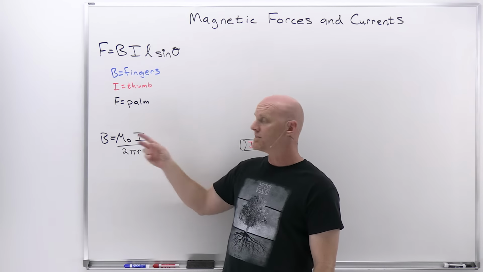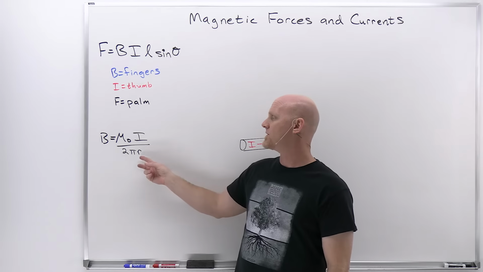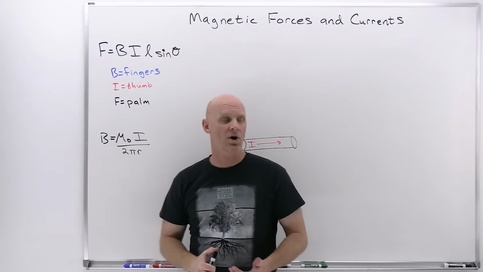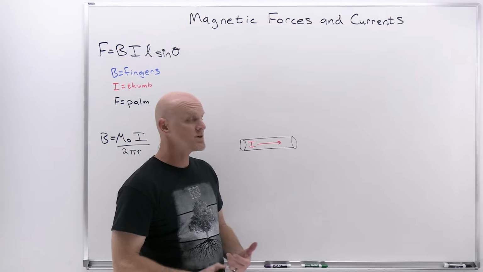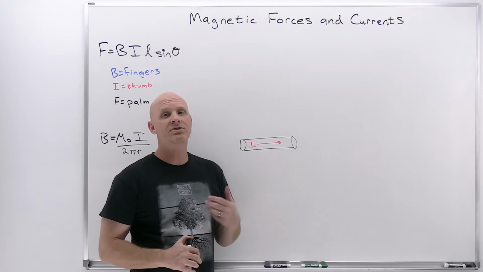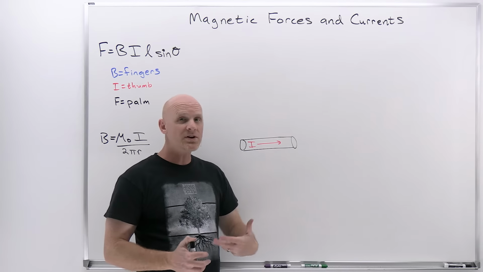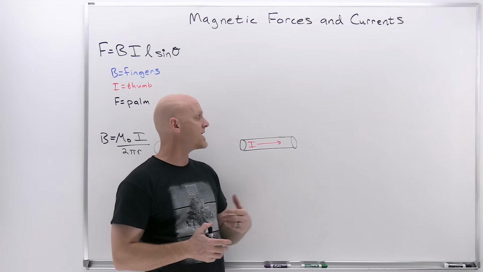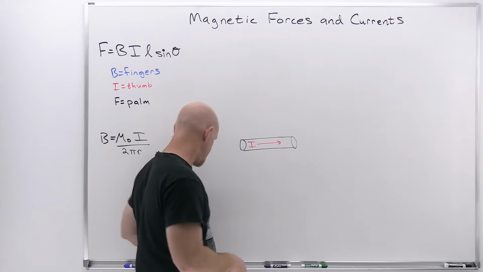Mu naught is a constant, the permeability of free space. I is the current, and r is how far from the wire you are, kind of like a radius, if you will, and we'll see why we might want to call it radius. And so it turns out there's a right-hand rule for figuring out the direction, and it's going to be similar in defining some of the parts of that right-hand rule, but it's going to have a little bit of a twist from what we've seen.